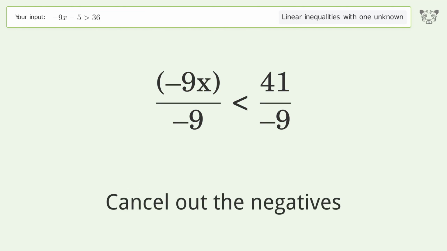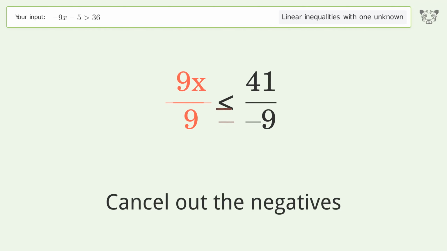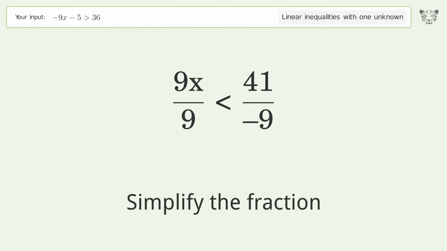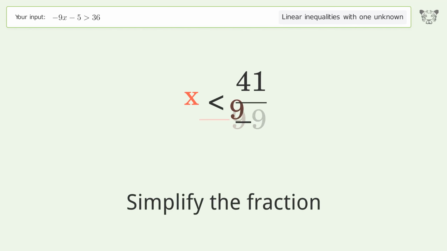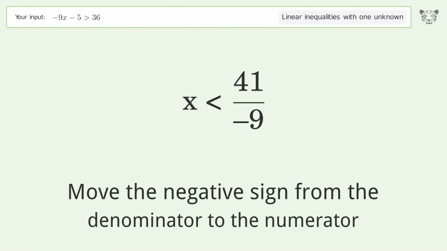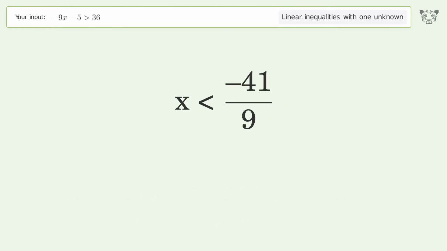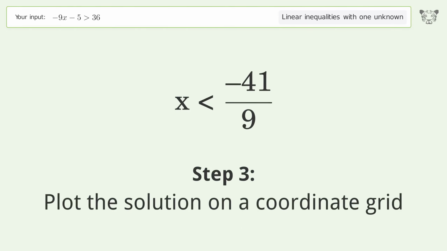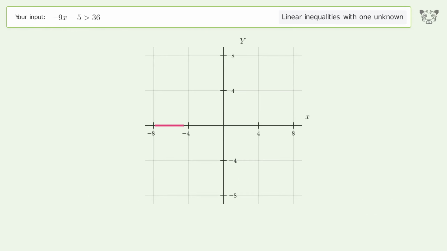Cancel out the negatives. Simplify the fraction. Move the negative sign from the denominator to the numerator. Plot the solution on a coordinate grid. And so the final result is x smaller than -41/9 smaller than -45/9.